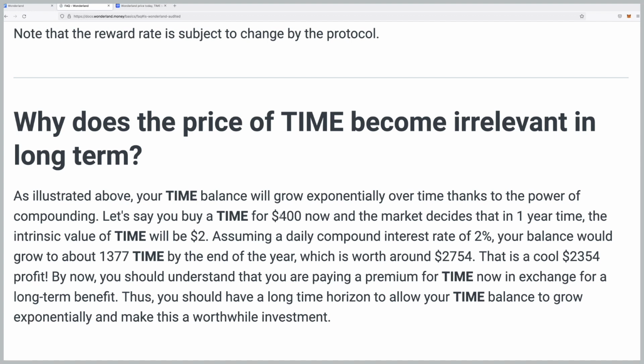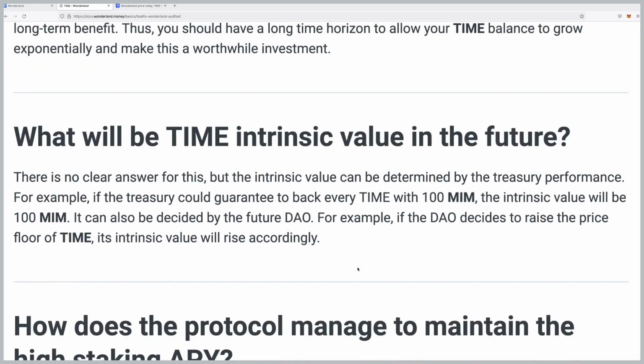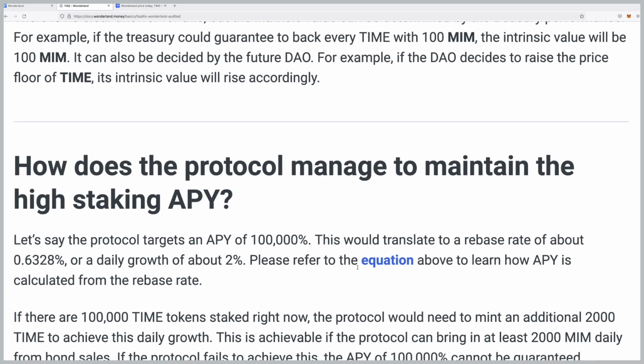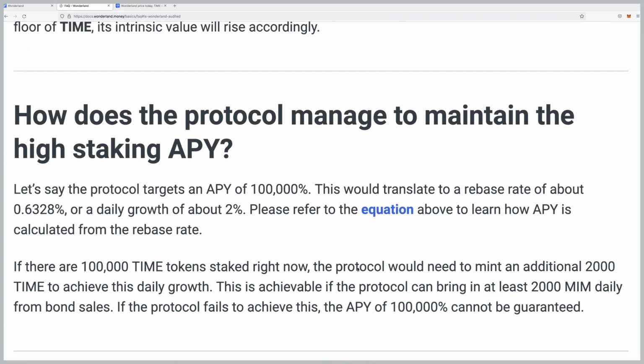So you need to do your own research, because this is not financial advice, and this is the crypto world, the wild, wild west. So maybe the Time price will not stay this much. Also, there's the DAO coming into the ecosystem of Wonderland. So how much that will impact the APY percentage and the price of Time, we don't know that. So that will be something interesting to look at.